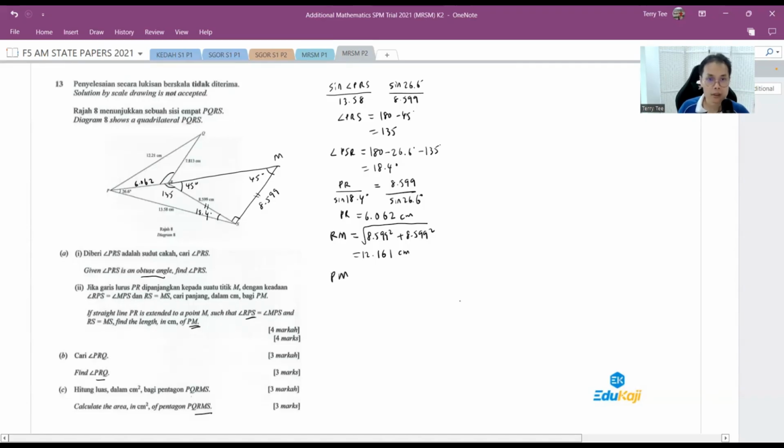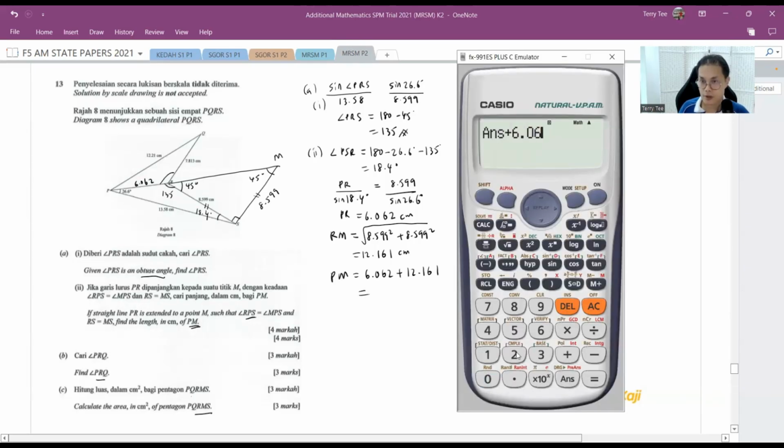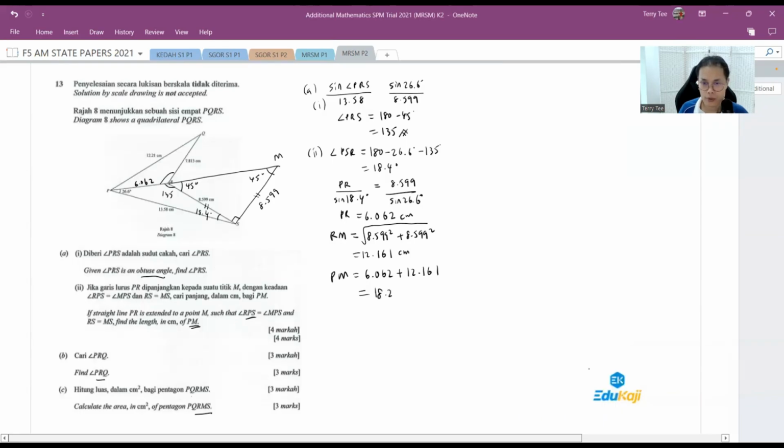So PM, this is part A, yeah? Roman 1. This is Roman 2. Basically, we need to find PR plus RM, add up. Take this value plus 6.062. I got 18.22. You can use 18.223 also, or 18.22 is also good enough. 18.22 cm. More significant figures is good enough. Okay. All right.